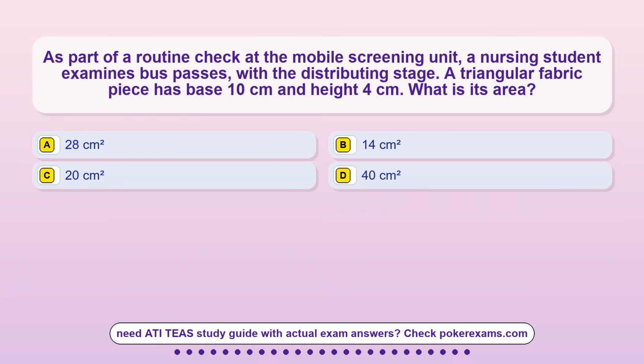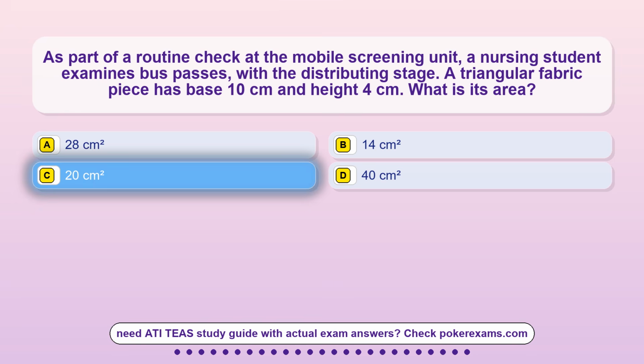As part of a routine check at the mobile screening unit, a nursing student examines bus passes, with the distributing stage. A triangular fabric piece has base 10 centimeters and height 4 centimeters. What is its area? Option A, 28 square centimeters. Option B, 14 square centimeters. Option C, 20 square centimeters. Option D, 40 square centimeters. The correct answer is option C, 20 square centimeters.